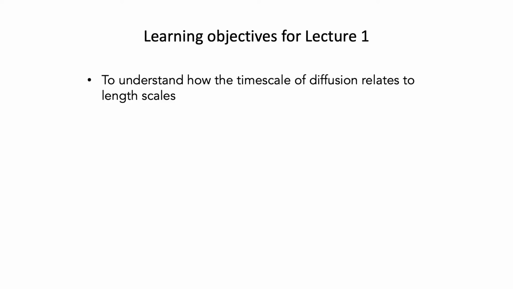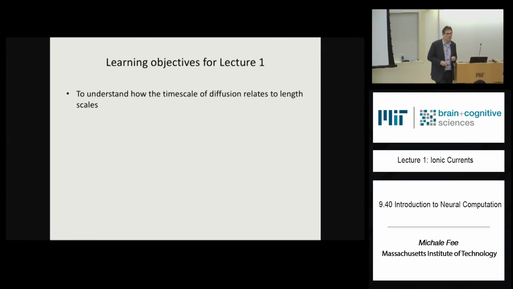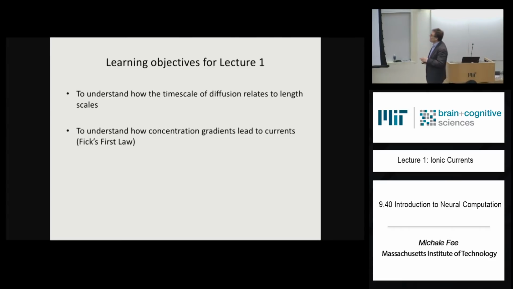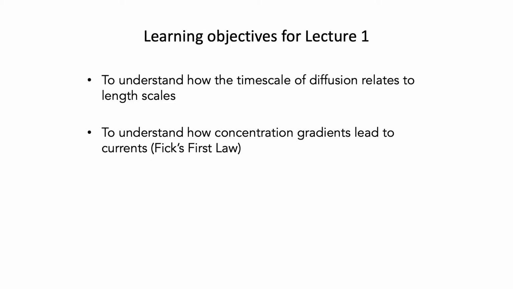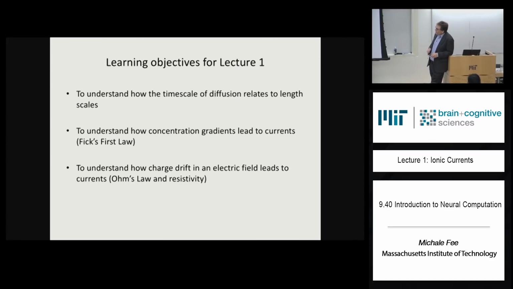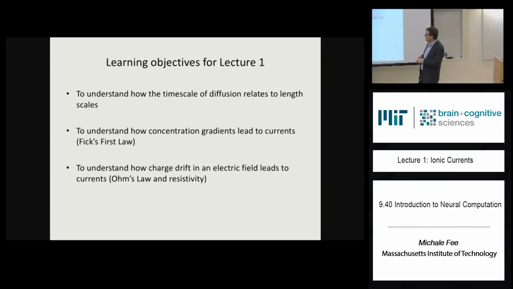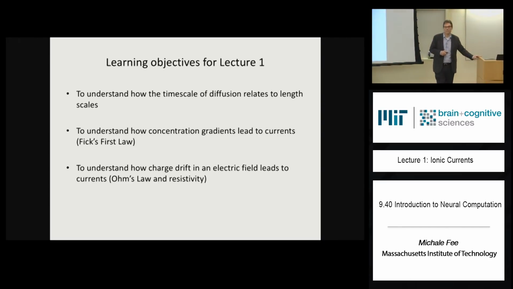All right, so here are our learning objectives for today. We're going to understand how the time scales of diffusion relate to the length scales. That's a really interesting story that's very important. We're going to understand how concentration gradients lead to currents. That's known as Fick's first law. And we're going to understand how charges drift in an electric field in a way that leads to current, and the mathematical relation that describes voltage differences and currents is called Ohm's law. In the brain, we're also going to learn about the concept of resistivity. Okay?